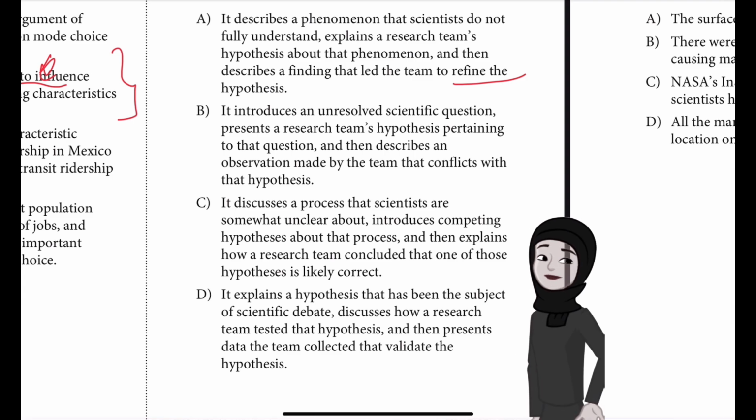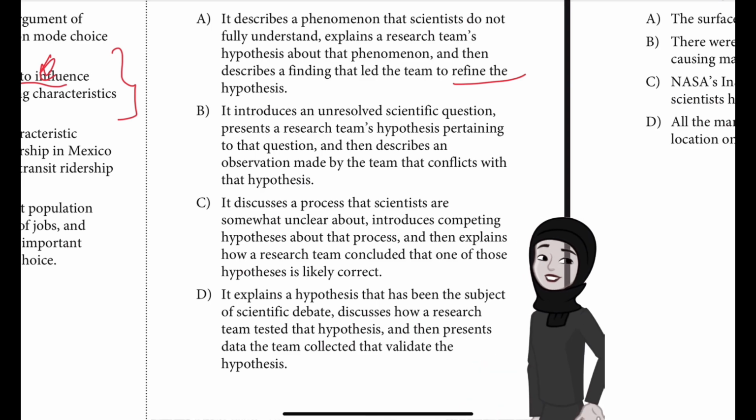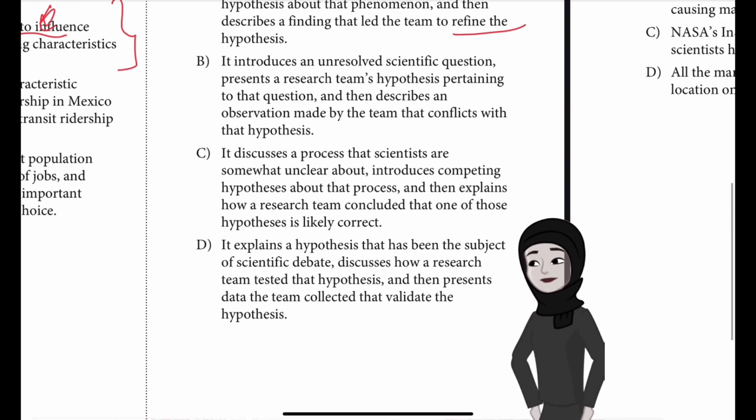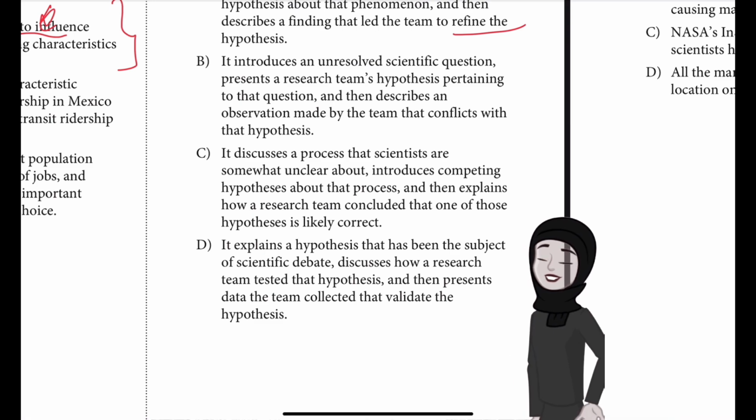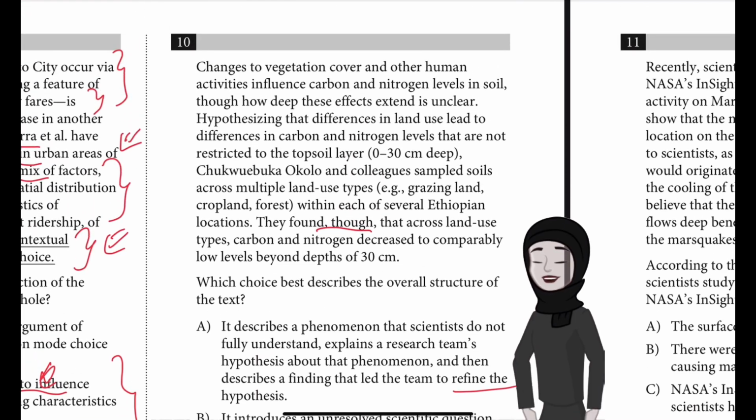C. It discusses a process that scientists are somewhat unclear about, introduces competing hypotheses about that process, and then explains how a research team concluded that one of those hypotheses is likely correct. Or D. It explains a hypothesis that has been the subject of scientific debate, discusses how a research team tested that hypothesis, and then presents data the team collected that validate the hypothesis.